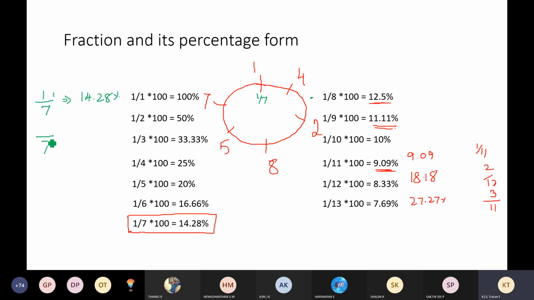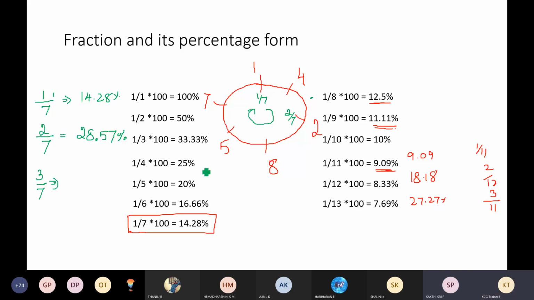When am I supposed to divide the number by 7 and then multiply it by 2? Which is the second smallest number here? 2. So start from 2, always go clockwise. That gives 28.57 percent. Okay, so 3 by 7.